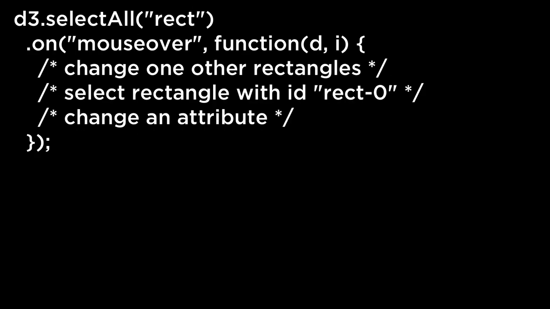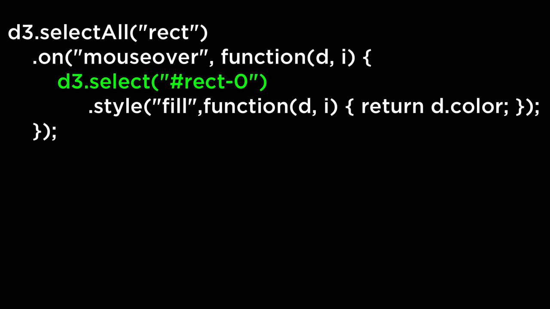First, we want to change only one rectangle. For this example, we'll want to select the first rectangle, which is the one at the top left. So we'll have to define an event listener Mouseover functionality to do this. In the Mouseover function, we can select the rectangle with ID rect-0 using a CSS3 selector and style it according to the data that was bound to it.